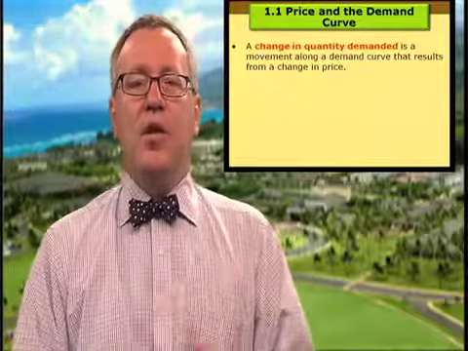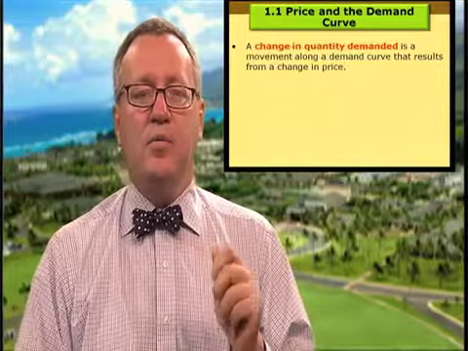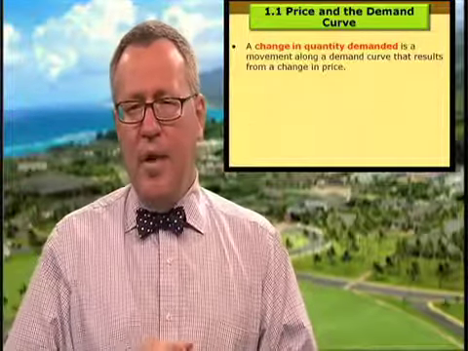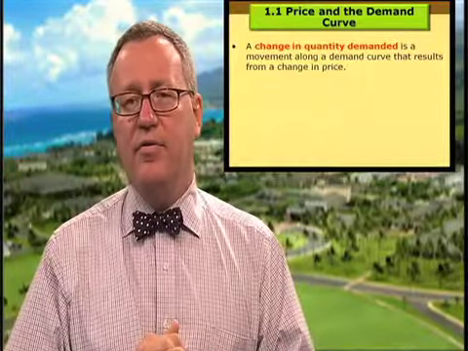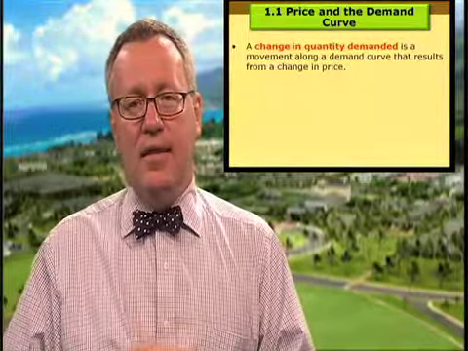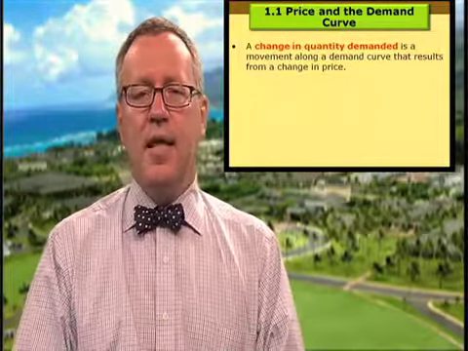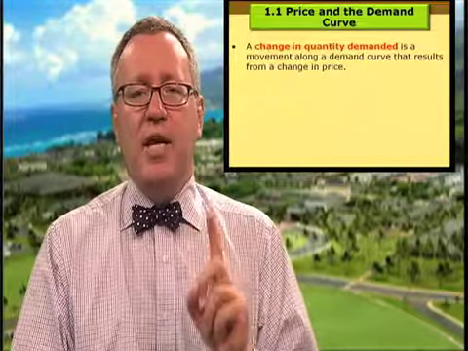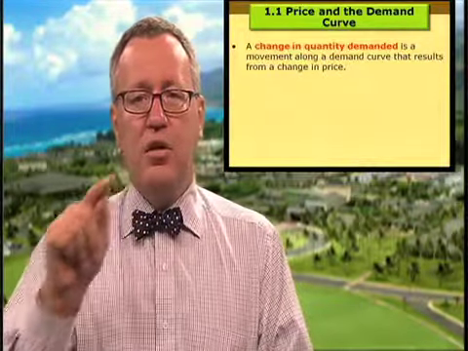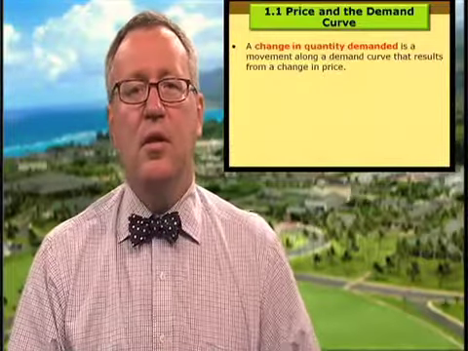Okay, change in quantity demanded is a movement along the demand curve that results from a change in price. So if we change the price of a good, we follow the law of demand, which means if price goes up, quantity demanded goes down. But if we're changing the price of the good on the graph, all we do is move along the curve. If we change anything other than the price, the curves are going to shift. Say that one more time. If we change the price of the good on the graph, we're going to be moving along the curve. If we change anything else other than the price, the curve is going to shift.